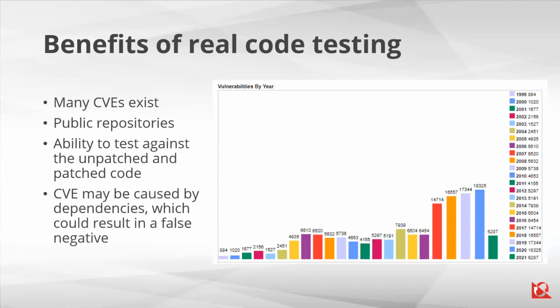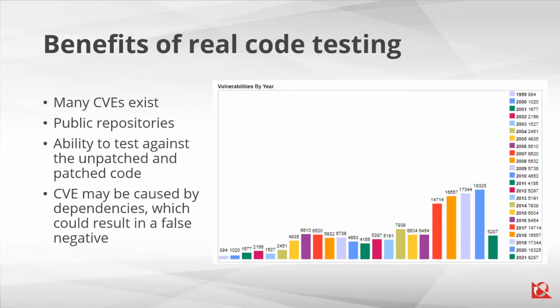So what are the benefits of testing security applications against real-world code? Well, for starters, there's plenty of real-world examples. Take a look at the chart, and you'll see the vulnerabilities reported per year. You'll notice that we've seen quite an uptick in CVEs starting around 2017. That's mostly attributed to the ease of creating a CVE, bug bounty programs, more security research, and overall higher focus on security. In 2021 alone, we've already seen over 6,000 new CVEs. That's almost 50 a day.